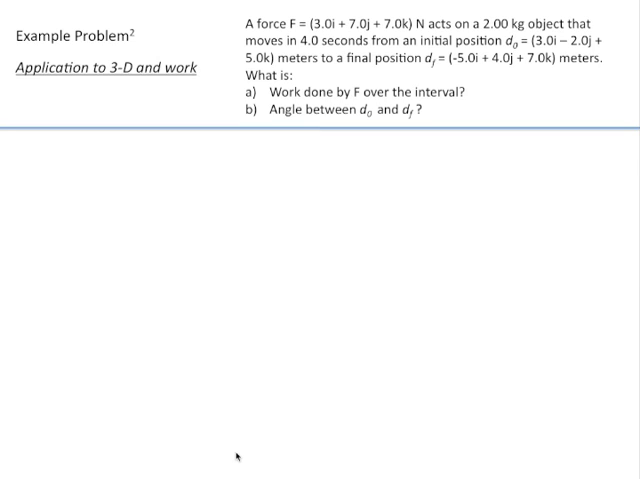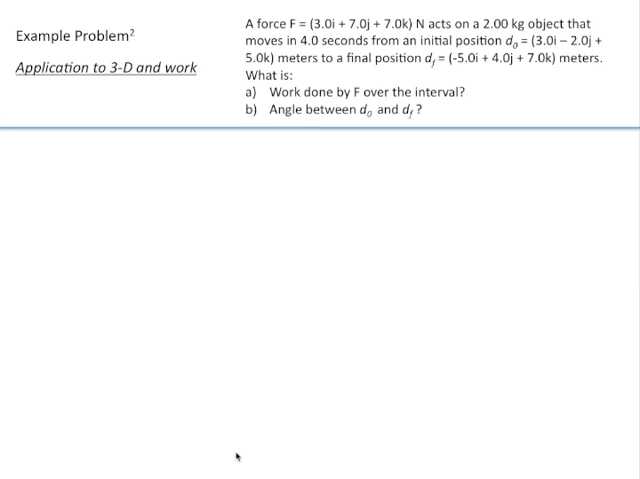Now for one last example problem that extends the dot product concept to 3 dimensions. Remember, the same formulas will hold, and it applies to the concept of work. Remember, work is a scalar, defined by F dot the displacement vector d. A force F equals 3i plus 7j plus 7k newtons acts on a 2 kilogram object that moves in 4 seconds from an initial position d naught equals 3i minus 2j plus 5k meters to a final position df equals negative 5i plus 4j plus 7k meters.